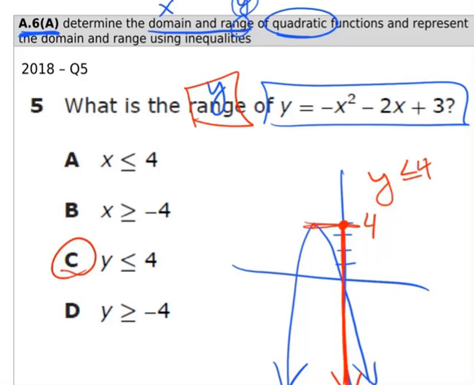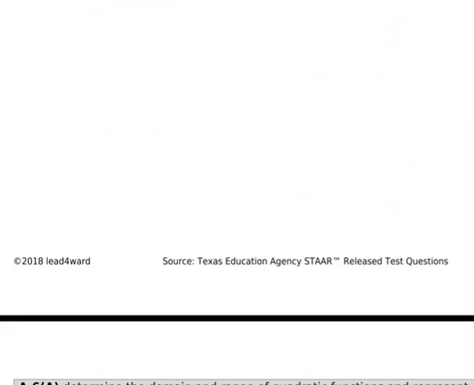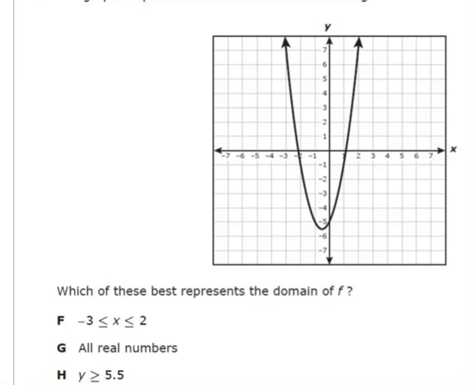Even if you didn't know the graphing of it, or you couldn't get that figured out, you should still at a minimum know range is y. So these two answers are silly and have a 50-50 chance. Move on to the next question.